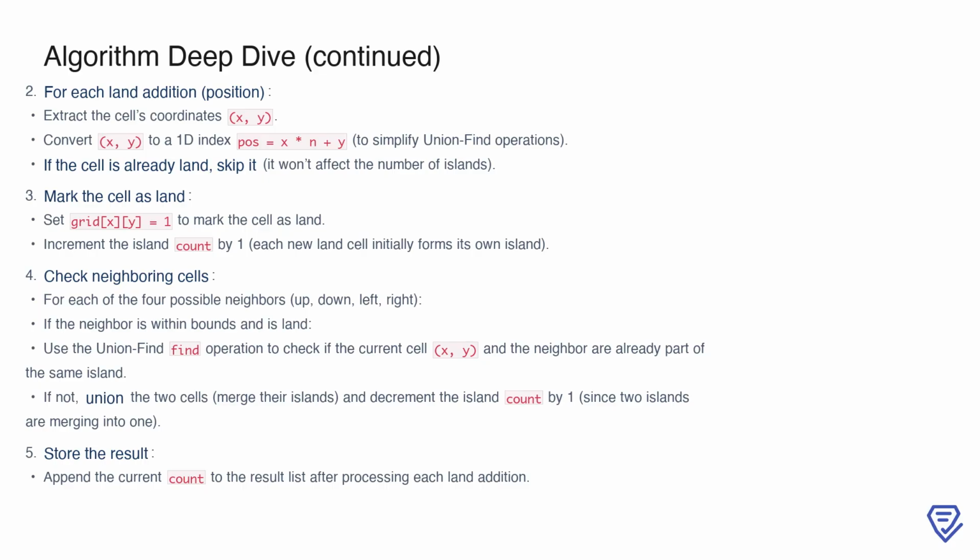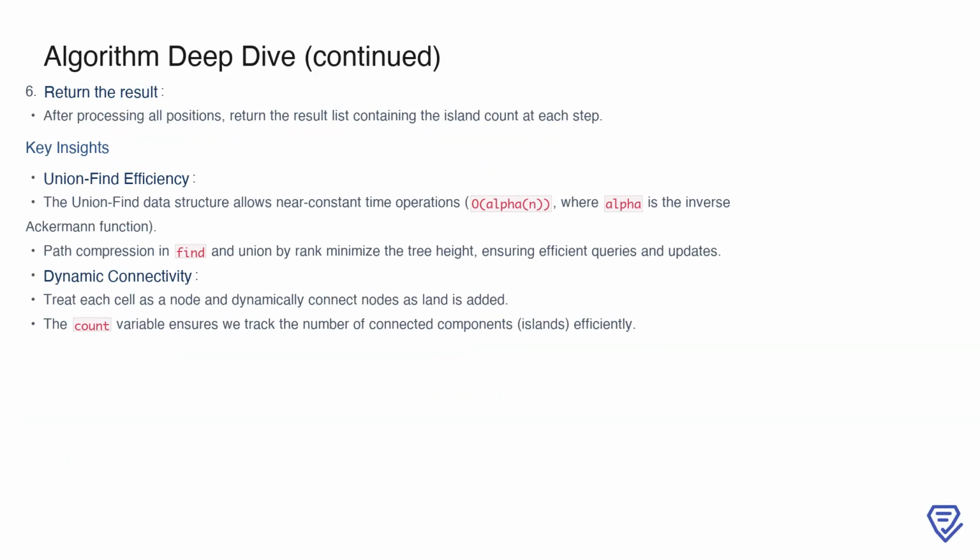Next, we examine the 4 neighboring cells: up, down, left, and right. If a neighbor is within the grid bounds and is already land, we use the union find operation to check whether the current cell and the neighbor belong to the same island. If they do not, we merge their islands using the union operation and decrement the island count, since 2 islands are merging into 1. After processing all neighbors, we append the current island count to the result list. After processing all land additions, we return the result list, which contains the island count at each step.